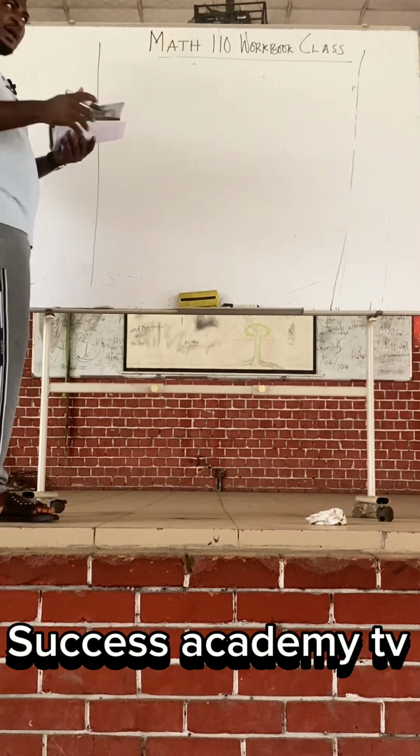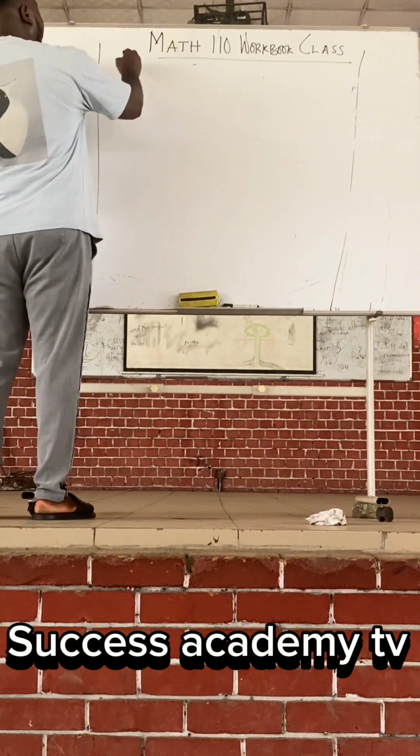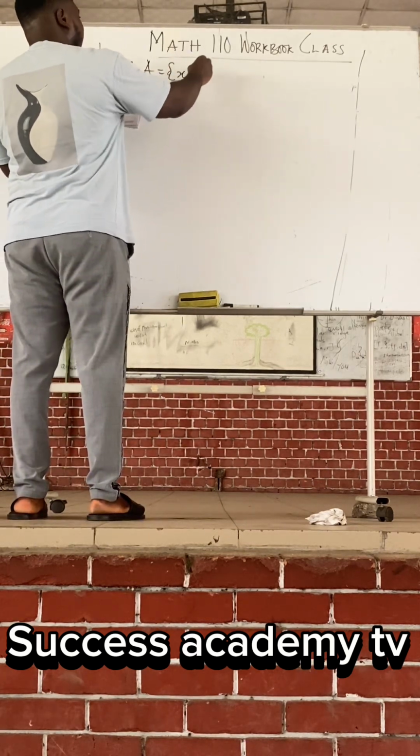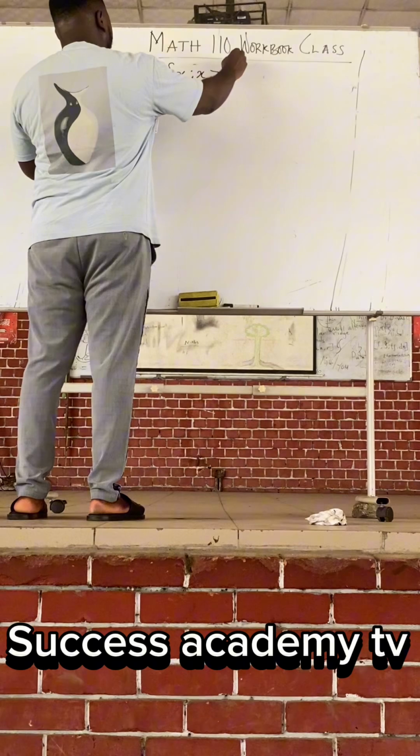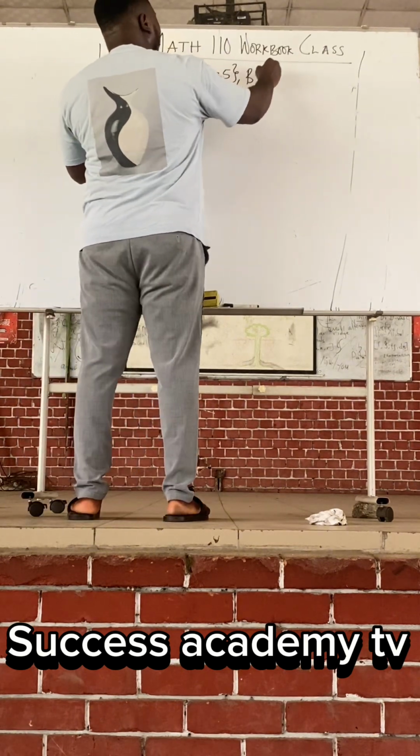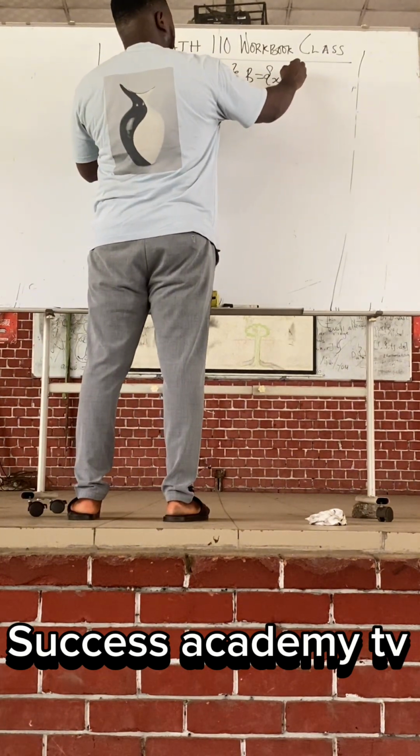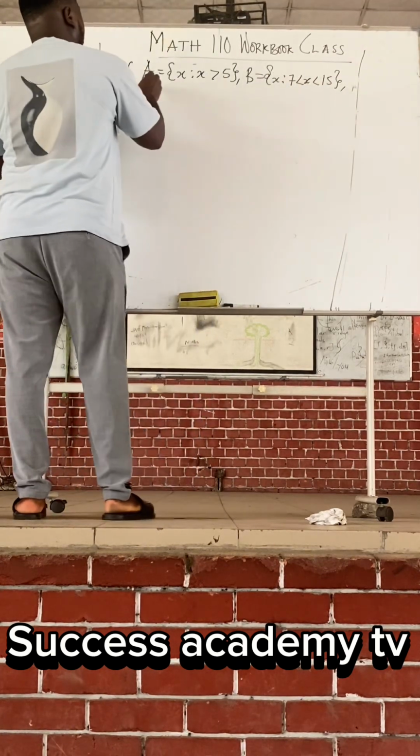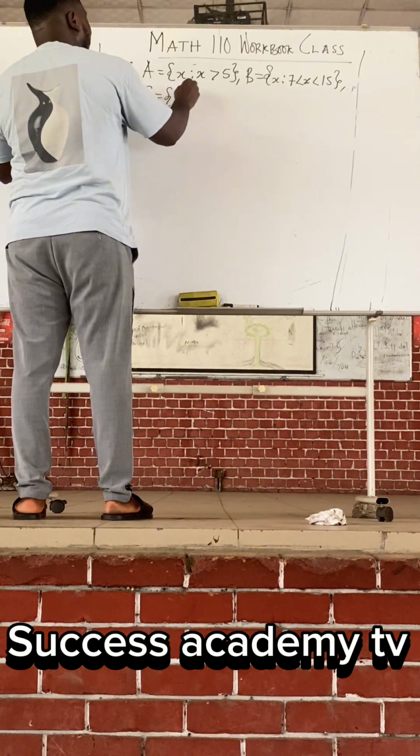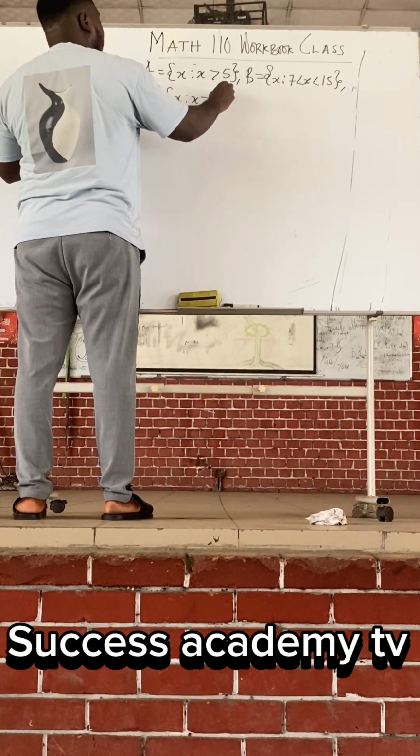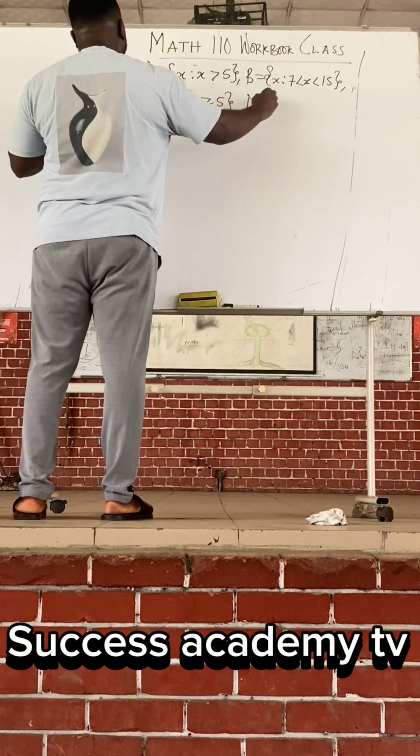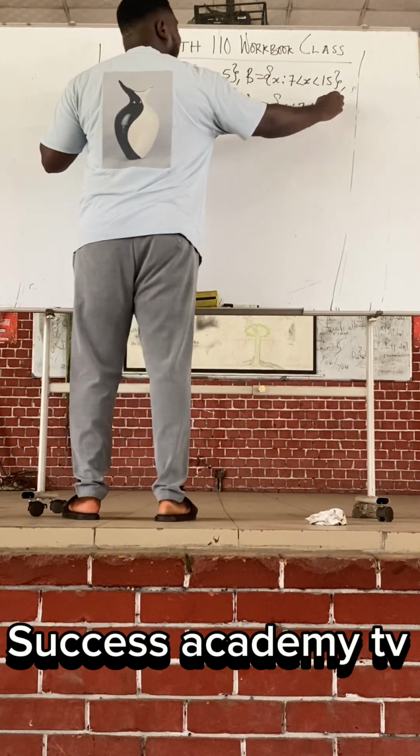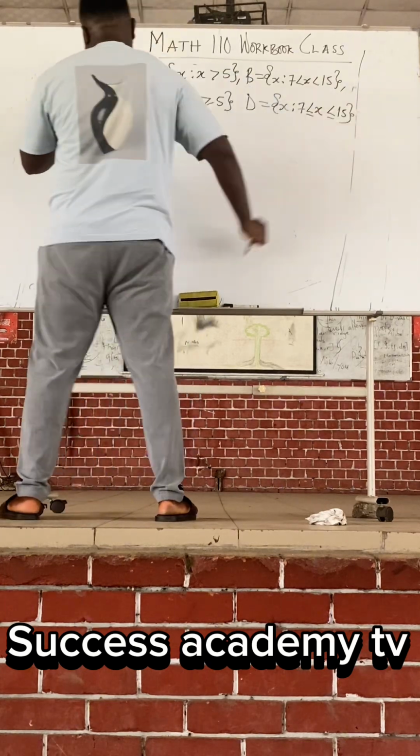I'm waiting for calculation here. Let's calculate now. Number 3 says, if A is a set of x such that x is greater than 5, and B is a set of x such that 7 is less than x, x less than 15, and C is a set of x such that x is greater than or equal to 5, and D is a set of x such that 7 is less than or equal to x, x less than or equal to 15.